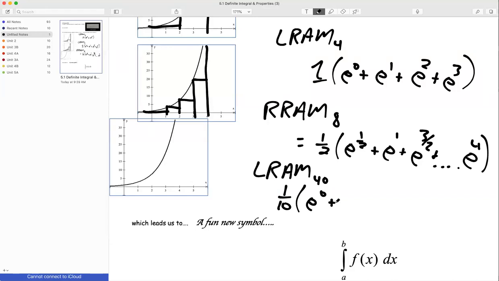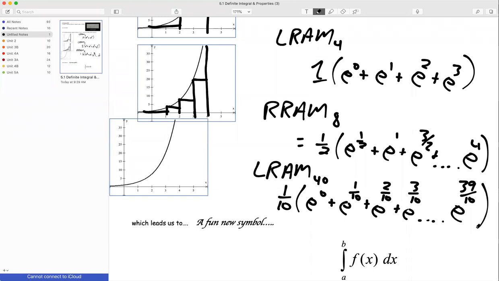And the next one would be e to the 1/10, plus the next one would be e to the 2/10. And then the next one would be e to the 3/10. And let's skip all the way to the end. The last one is going to be e to the what? 39/10. Right? We all good with that?